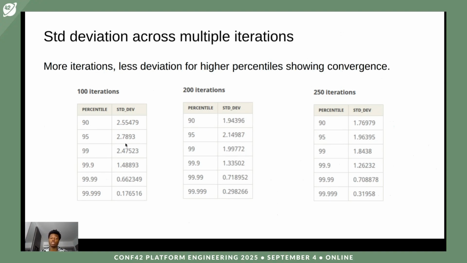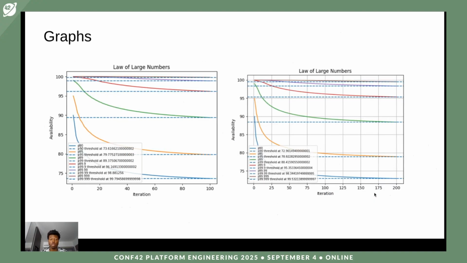In that case, you would see the standard deviation go up, like in this case where you can see 100, 200, it decreases, 250, then increases again. With more iterations, the P99.999 obviously has more variance, but the standard deviation is quite low. So you can use that to judge based on your expectations. Here's a graph of what that experiment looks like.